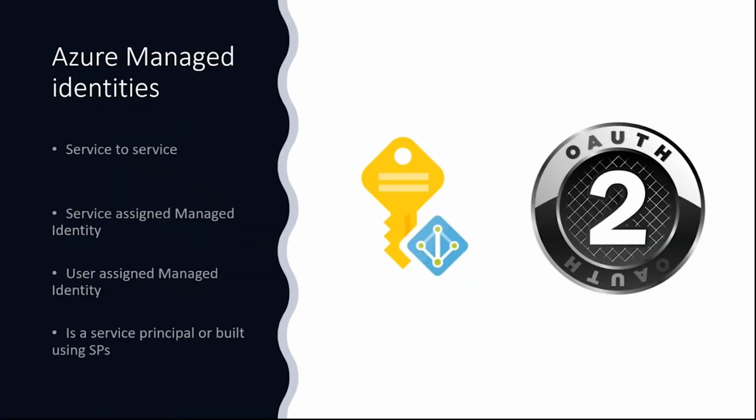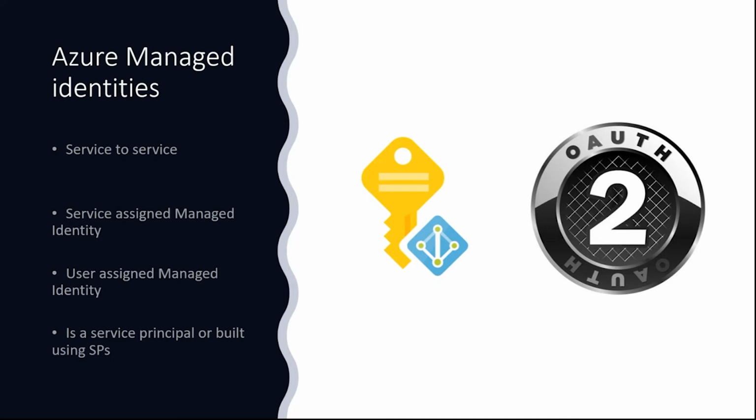The last flow I think is important that everyone should use and know about is managed identities. And this is the same as the client credentials flow. So there's no user involved, and I want Azure Service 1 to access Azure Service 2.